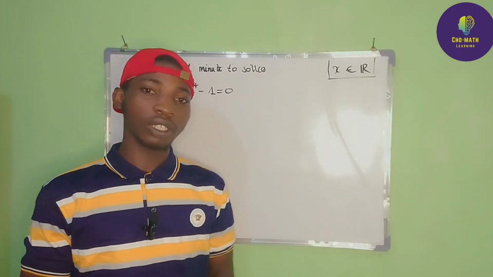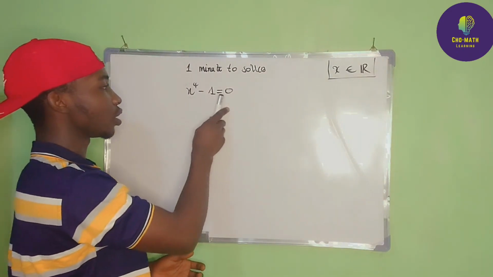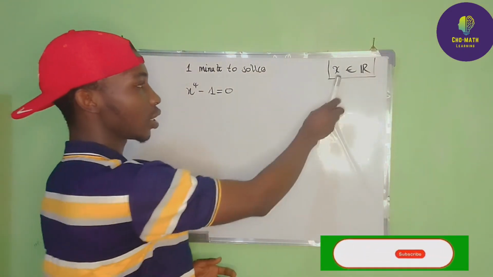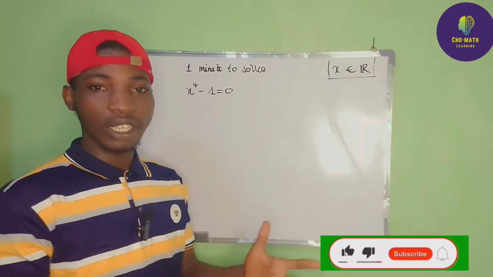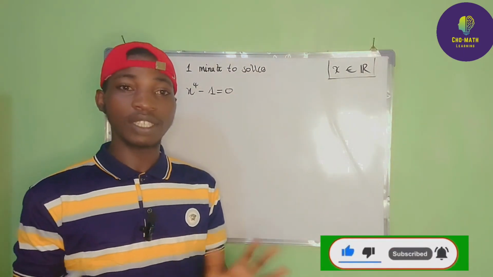Did you solve this equation in less than 1 minute? That is, x to the power 4 minus 1 is equal to 0, where x is a real number. Here we have several methods to solve this, but we are going to use a very simple method here.